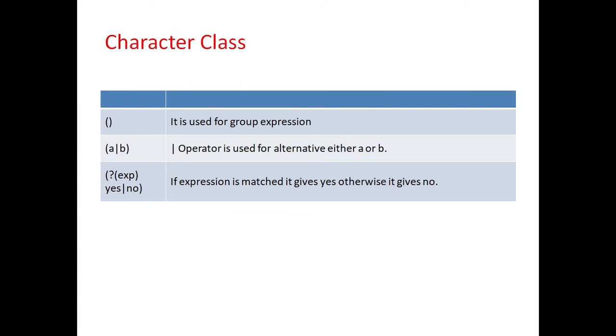The different grouping and alternative constructs in regex are: brackets, which are used for group expression; a pipe b, used for alternatives, either a or b; and question mark expression yes or no, which is used so that if the expression is matched it gives yes, otherwise it gives no.